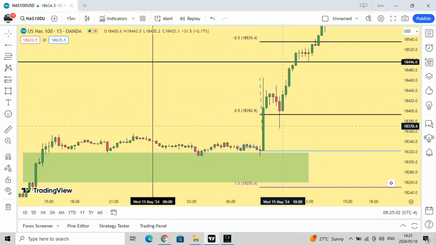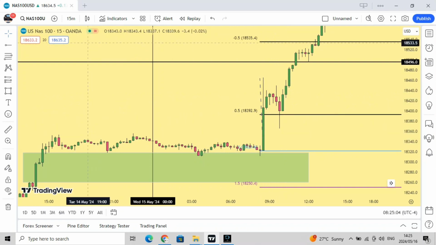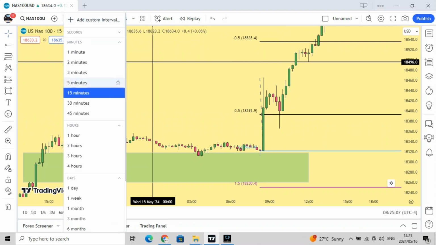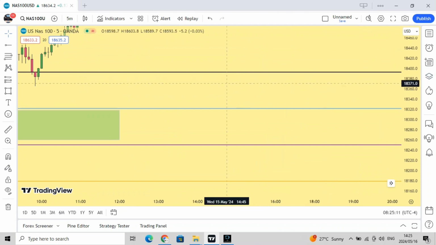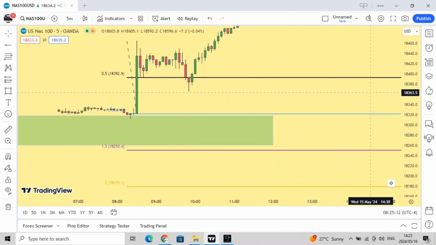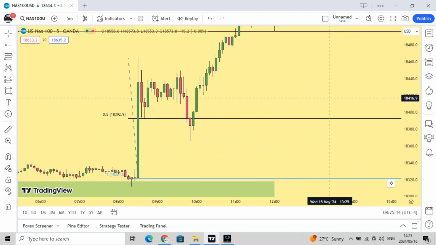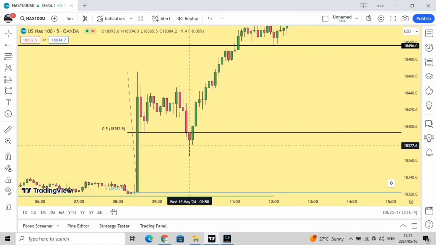But for me to trust that market was going to go up, I had to go down to a 5-minute time frame to analyze the market better and to see an entry. So on the 5-minute time frame, you can see price traded below the 50% and traded upwards. The moment price traded up, I started looking for an entry, which is a fair value gap.